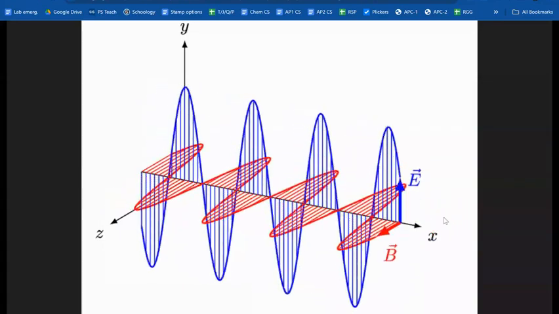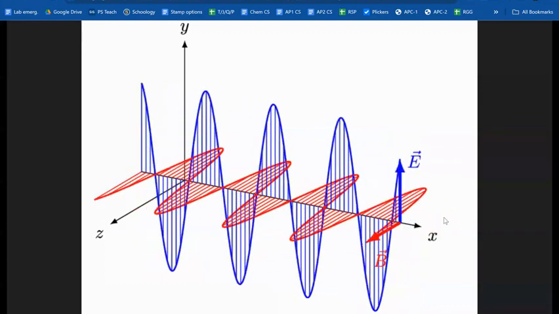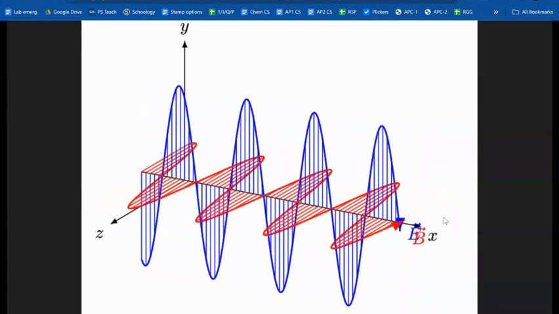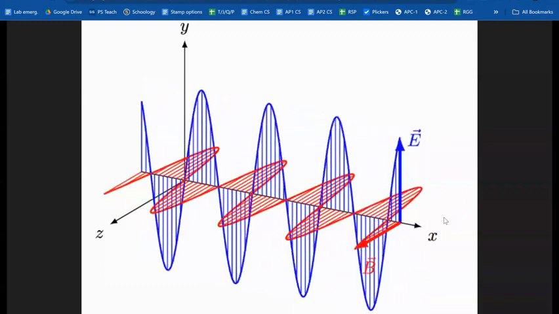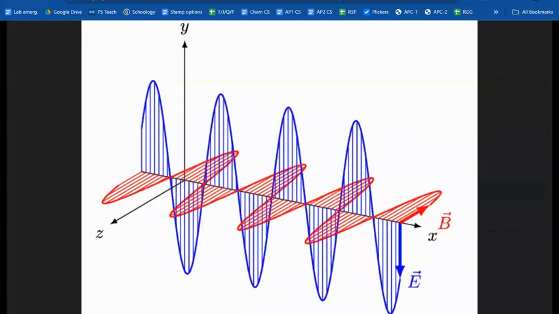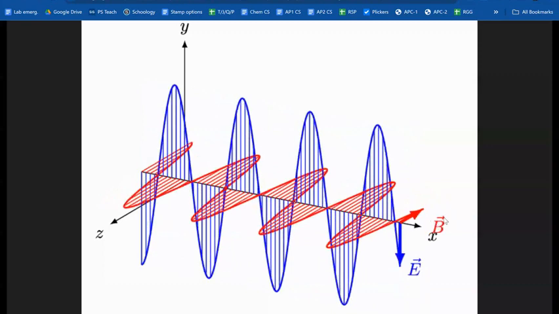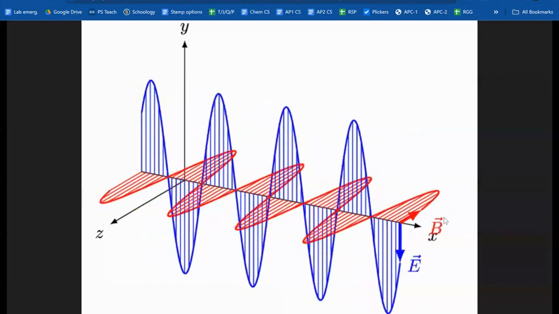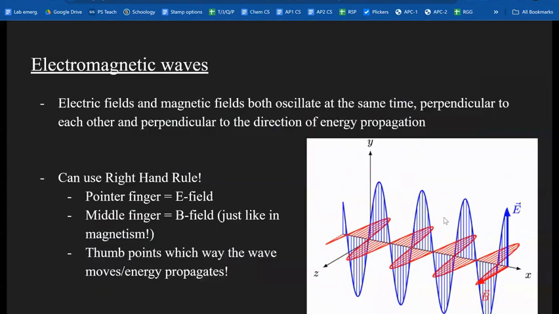So in this case, we have our wave propagation, right? The energy is moving to the right toward that plus x axis. But the electric field is oscillating in the plus y, minus y, and the magnetic field is oscillating in the plus z, minus z axis. So yes, this is in 3 dimensions, and yes, we are bringing back our right-hand rule again.